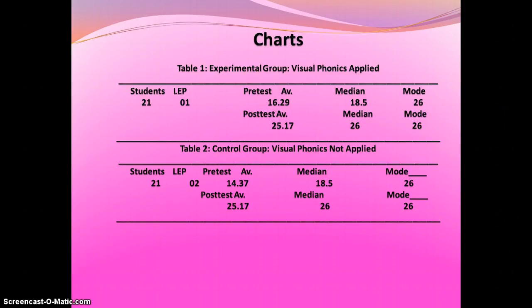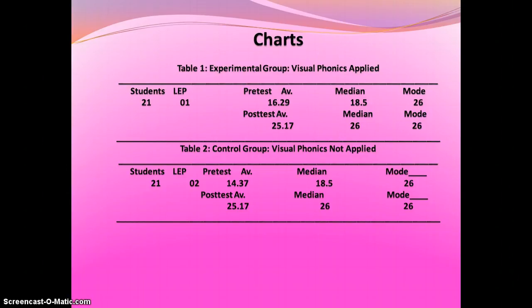As you can see here, for the students in the experimental group, their pre-test average was 16.29%, the median was 18.5, and the mode was 26. Their post-test average was 25.17%, the median was 26, and the mode was 26.